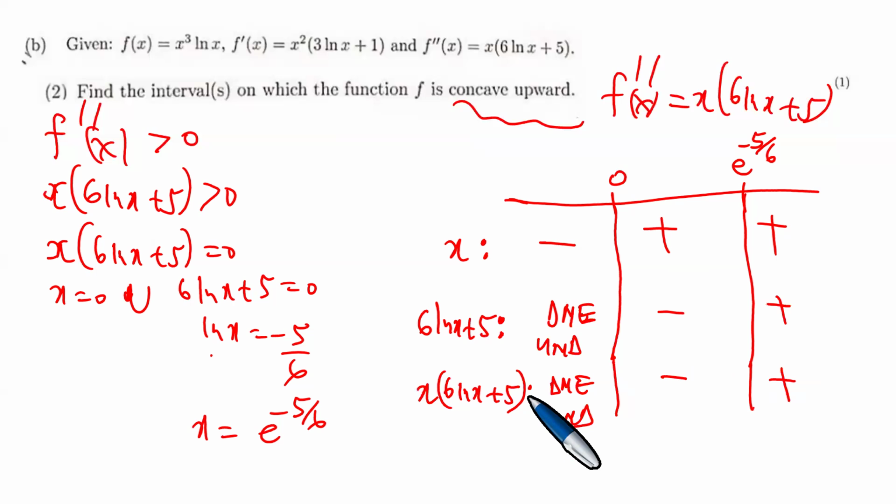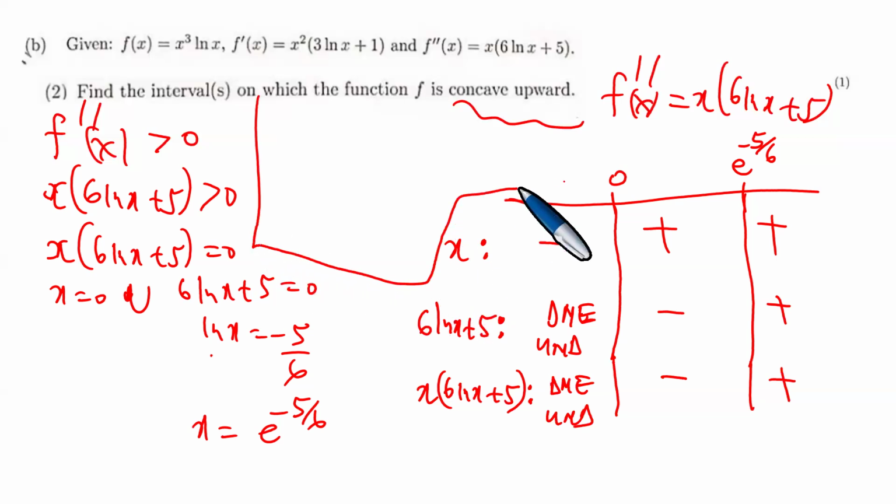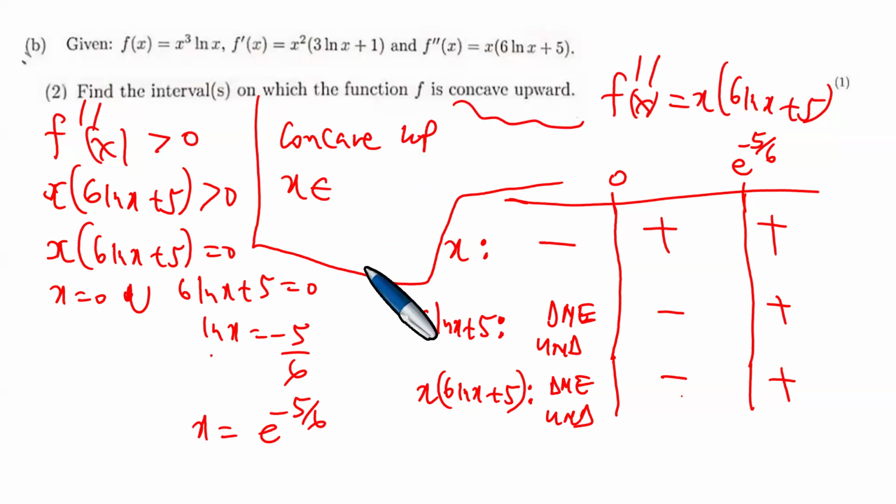Right, so now when is it concave up? It's when the second derivative is positive, and you can see that when you are to the right of this. So concave up whenever x is an element of the interval from e to the power minus 5 out of 6 to infinity.